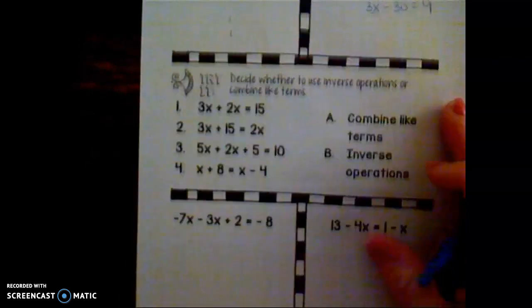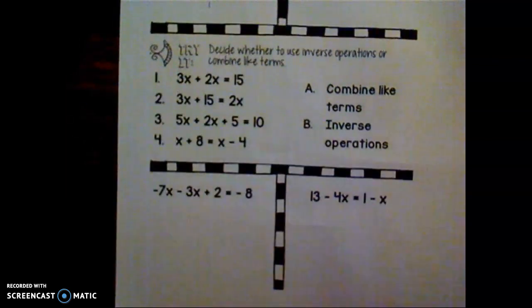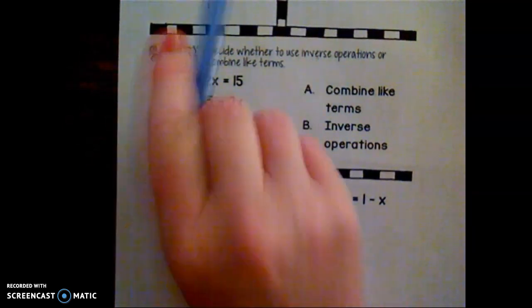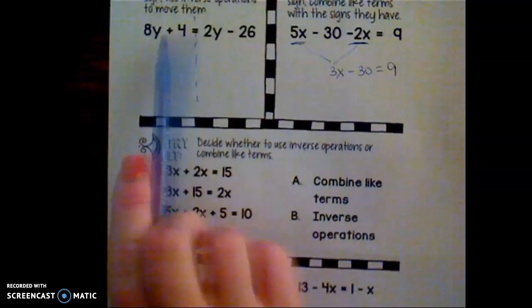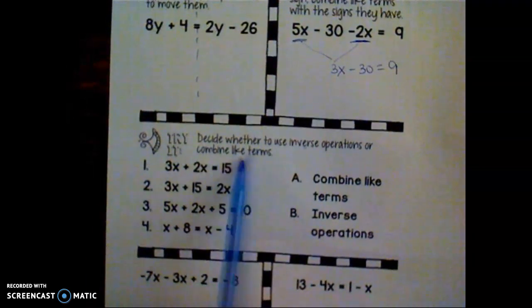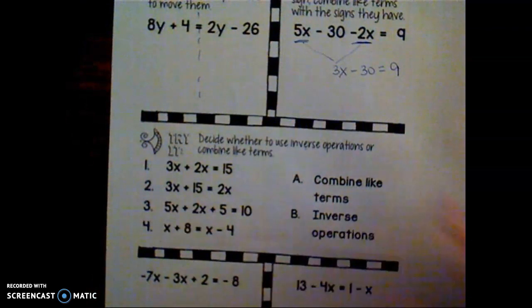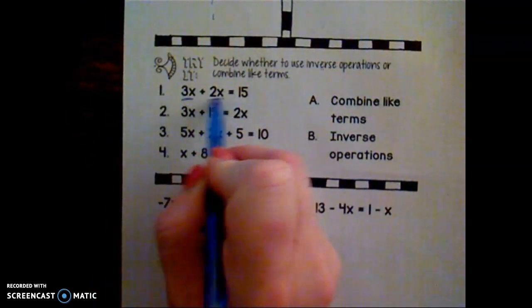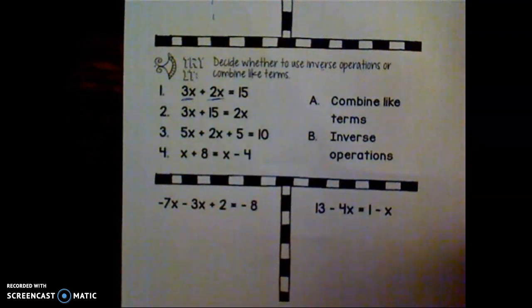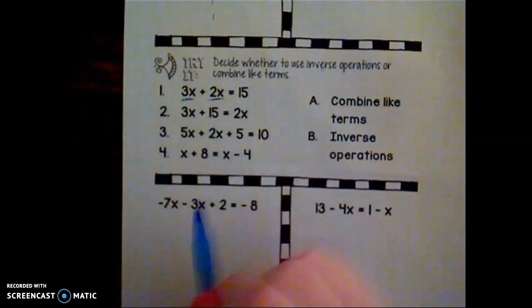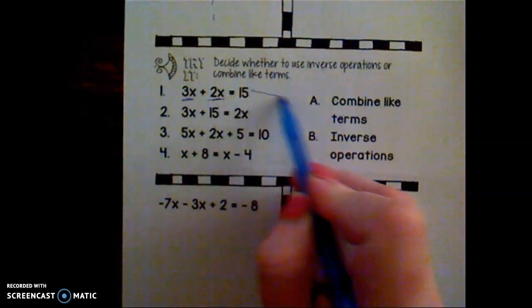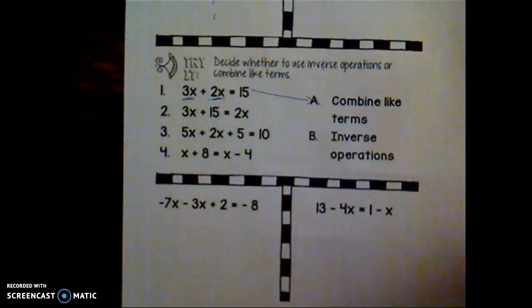So I want you to just try this real quickly in the middle of your notes. I want you to decide whether to use inverse operations because they're on opposite sides, or to combine like terms because they're on the same side. So look on number 1. Are this 3x and 2x on the same side of the equal or on opposite sides? Well, they're both on the left side of the equal sign. So remember, those are called like terms. So that would be combining like terms.